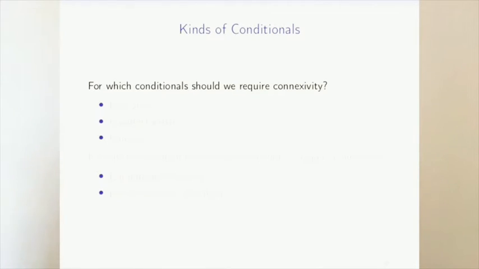So, just to give you a sample of things usually thought of when you're thinking of conditionals, there are indicative conditionals and subjunctive conditionals, counterfactual conditionals, if you think that these are different things than subjunctive conditionals. There are causal conditionals, and so on. So we might ask ourselves, for which kind of conditional should we ask these principles to hold? Which ones might fail? Maybe.